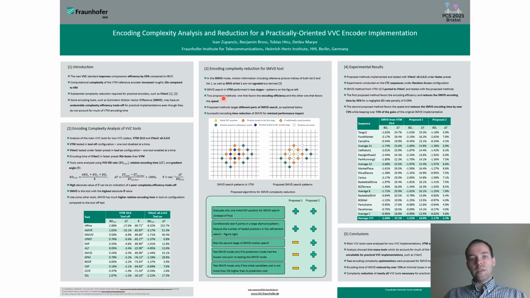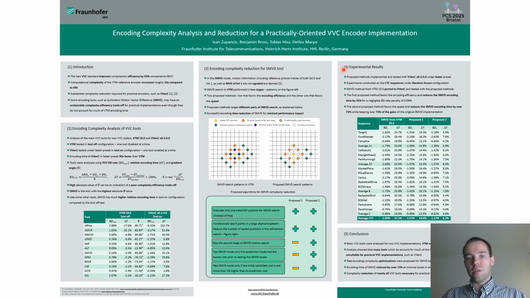The starting point is the SMVD search in VTM, which is performed in two stages, as illustrated in this figure here. In the proposed methods, we reduced the number of operations during the SMVD search, but we also conditionally skip the SMVD search completely using conditions based on RD cost. We propose two methods, one which favors the encoding efficiency and the other one which favors the speed.